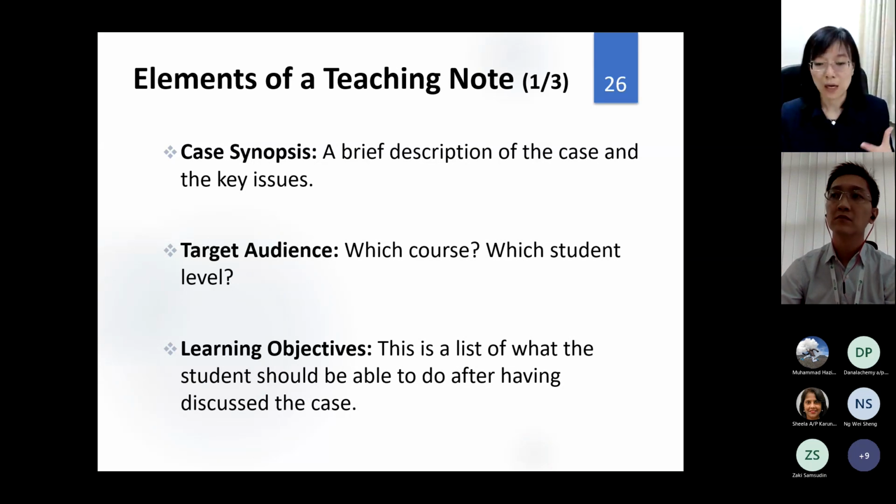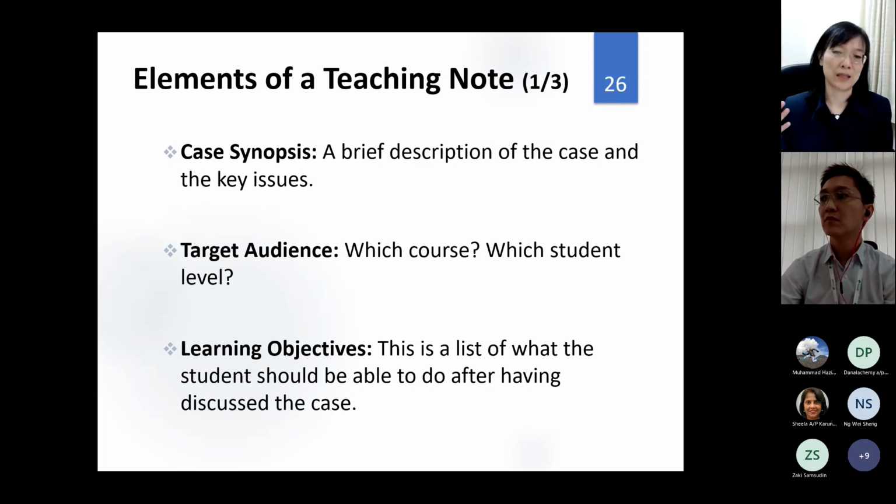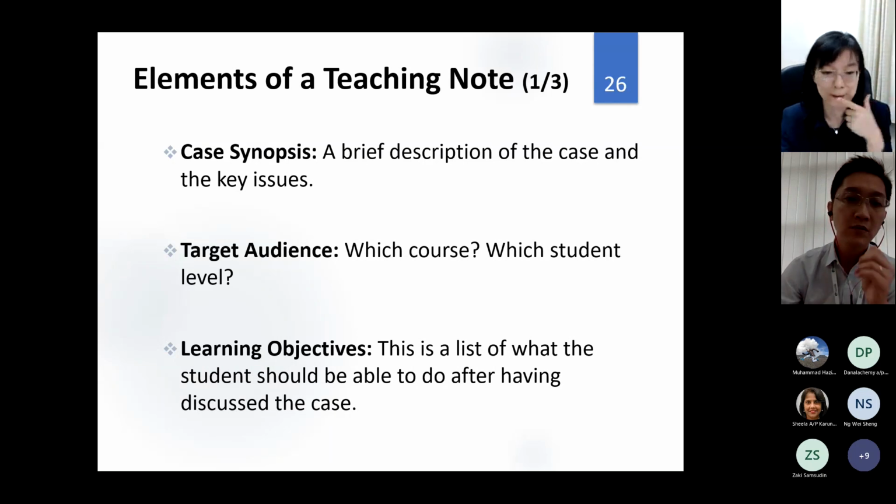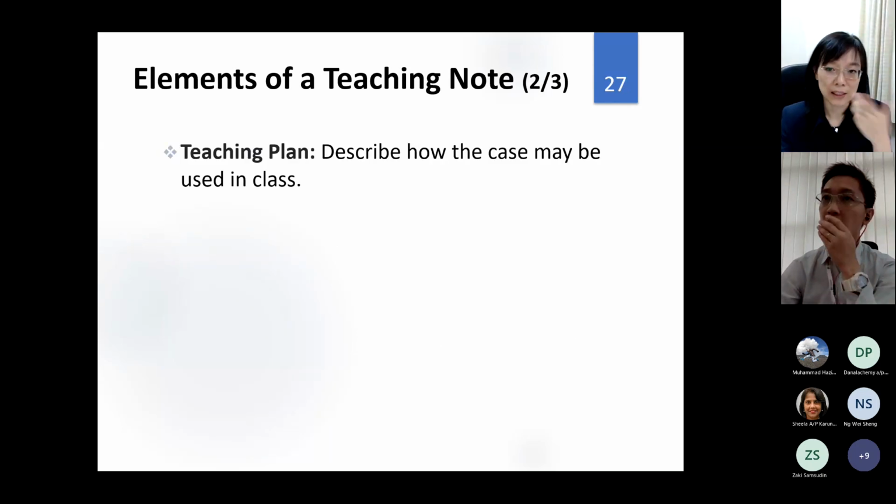So you can have such objectives, and usually a good number of objectives will be between 3 to 5, not too many, because too many will be, I think, too ambitious, right? And when you have too many, then your reviewers will say, okay, which part is actually matching with your case. So 3 to 5 is good. Usually, for our own cases, we write about three learning objectives. Yeah. The other one is teaching plan.